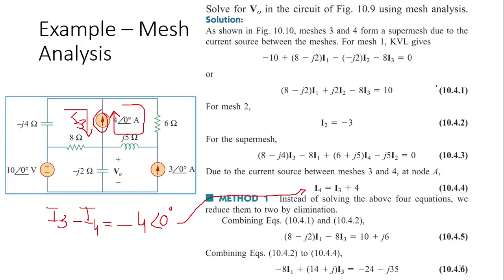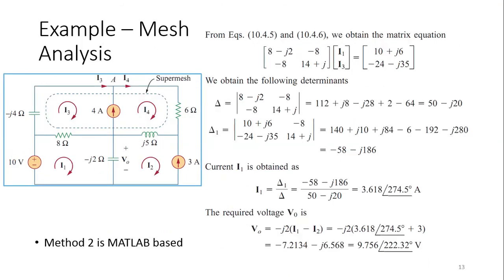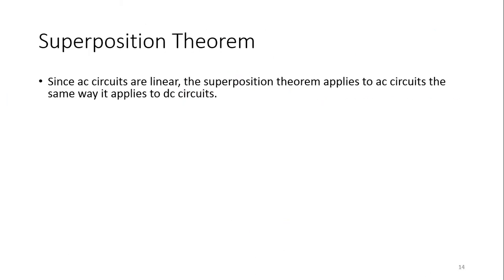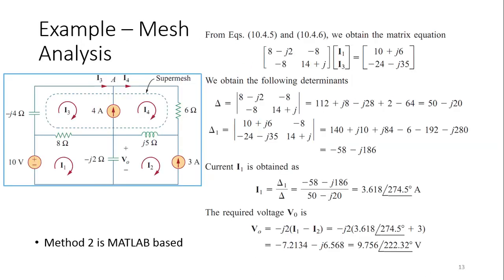So now we have got these four equations: I1, I2, I3, and I4 are the four variables. We have four equations and we can solve them simultaneously to get the solution. The first method can be Cramer's rule, and the second method is MATLAB based, and we are not going to discuss it here. Solving these equations, we will get the voltage and current in the respective loops and nodes.